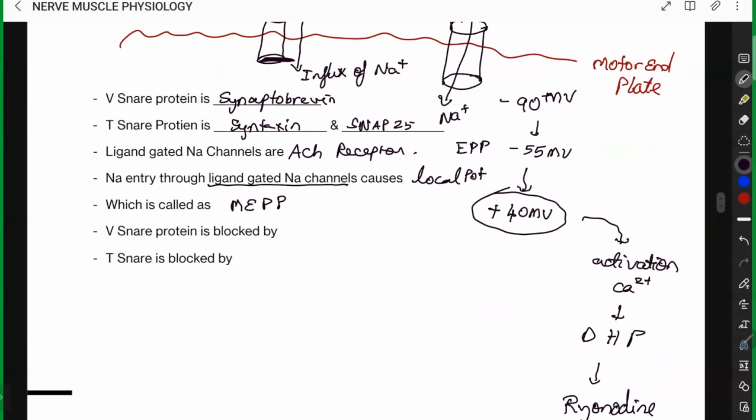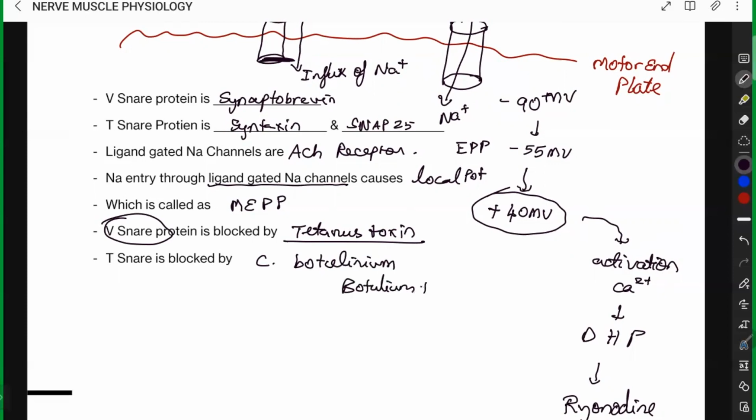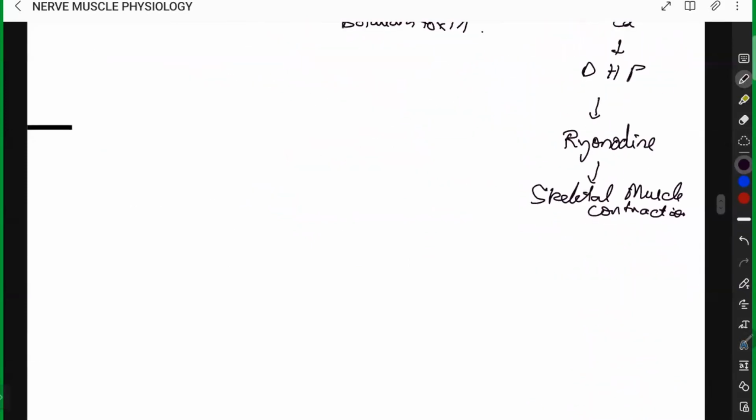This V-SNARE protein is the one that is blocked by your tetanus toxin. Which protein does tetanus toxin block? V-SNARE protein. And T-SNARE protein is blocked by Clostridium botulinum, otherwise called botulinum toxin. So your V-SNARE is blocked by tetanus toxin, and T-SNARE is blocked by botulinum toxin. Clear how the action of your Clostridium toxin occurs?